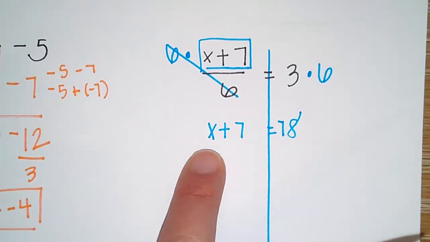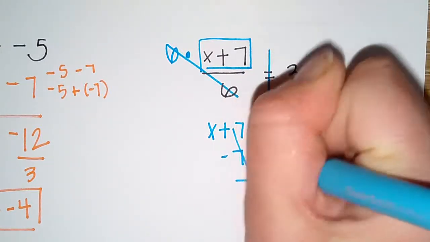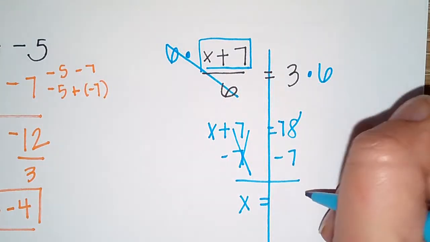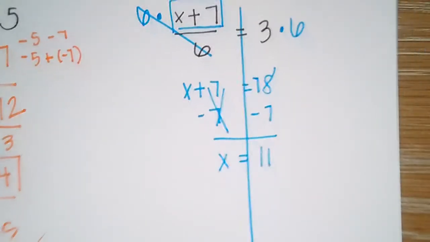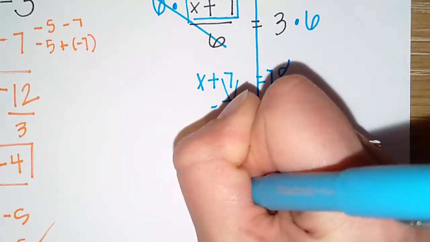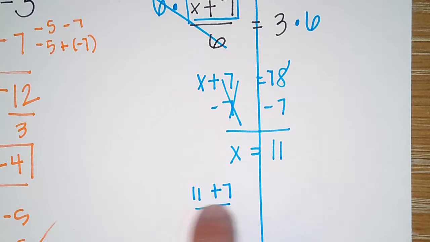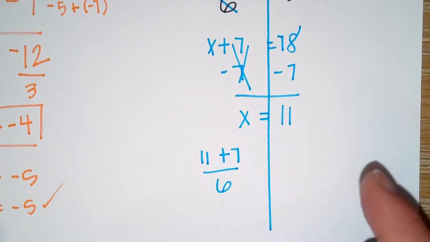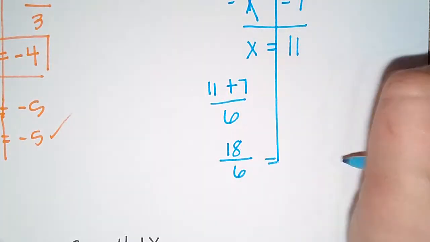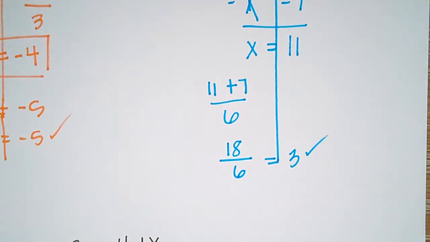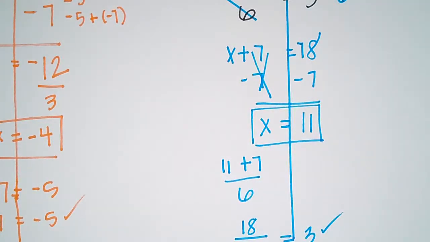Okay, so now I want to get that x by itself, so I subtract my 7, leaving me with x equals 18 minus 7 is 11. I can plug that back in, and that means I'm doing the reverse here: x plus 7 over 6. I need to evaluate that first. 11 plus 7 is 18, divided by 6 is in fact 3. My solution of x equals 11 is correct.